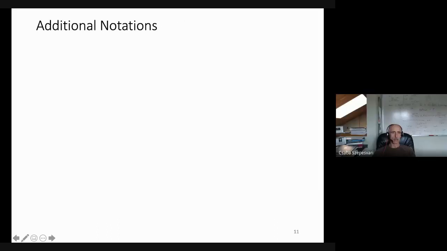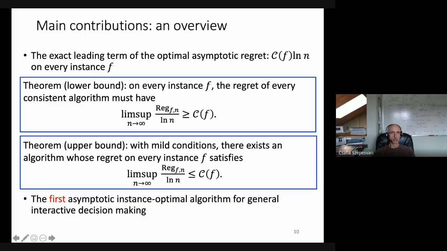Oh, okay. Yeah. Quick question. Go ahead. I would have expected a lower bound limit.